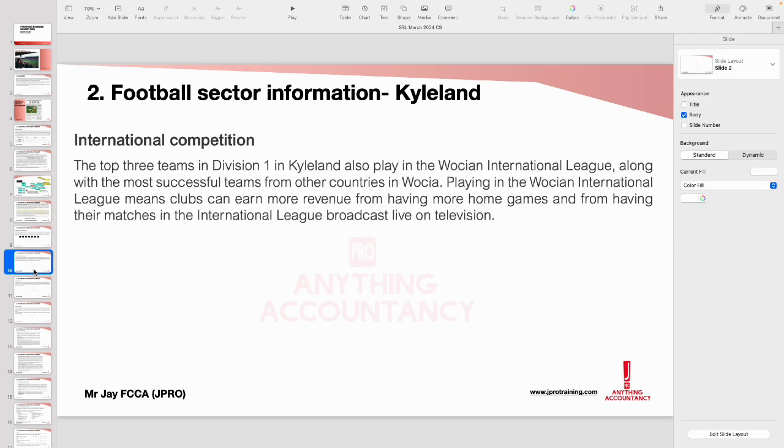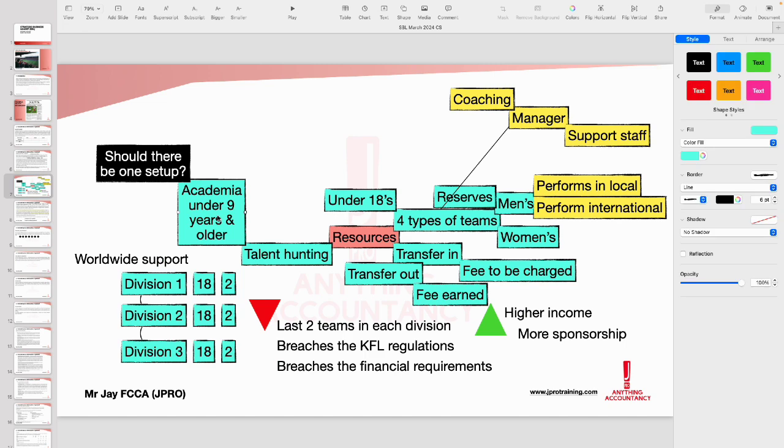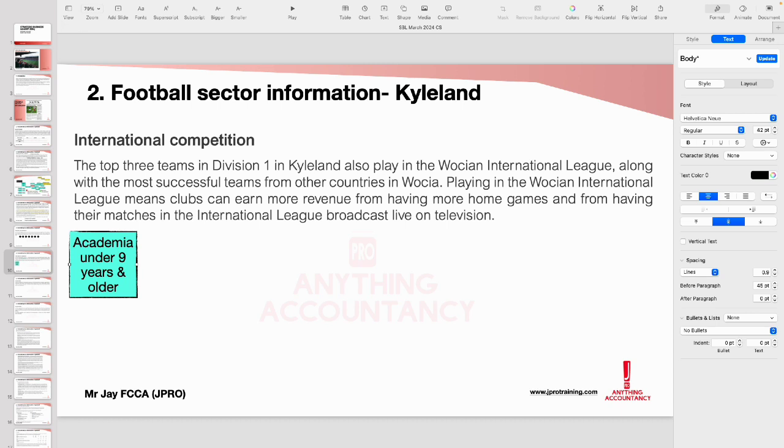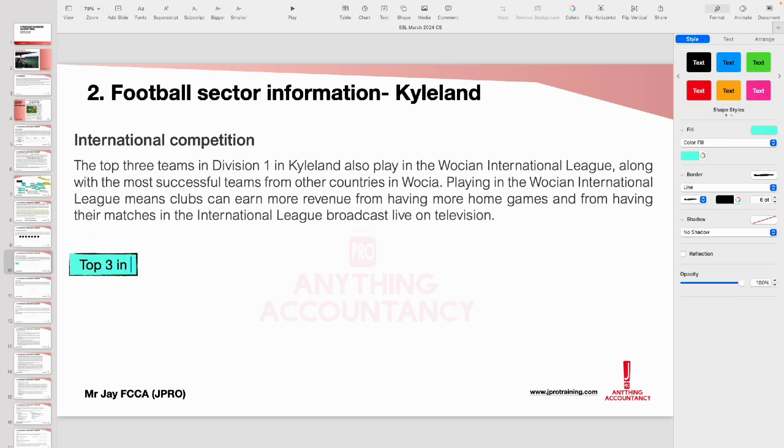Now then you have the international competition. The top 3 teams in Division 1 will also play in the Ocean International League, along with the most successful teams from other countries. Playing in the Ocean League, the International League, means a club can earn revenue from having their home games and their matches in the International League broadcast live. So as a company, you really want to get this inside your pocket, isn't it? You really want to make sure you have this, remember, top 3 in Division 1.